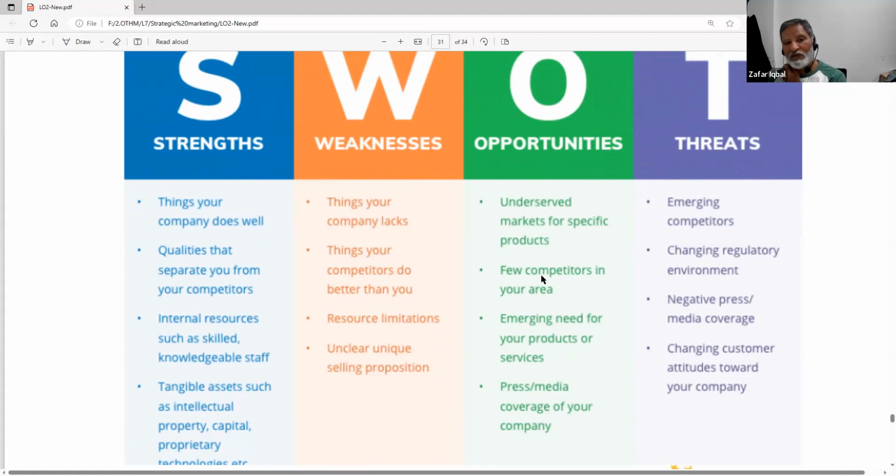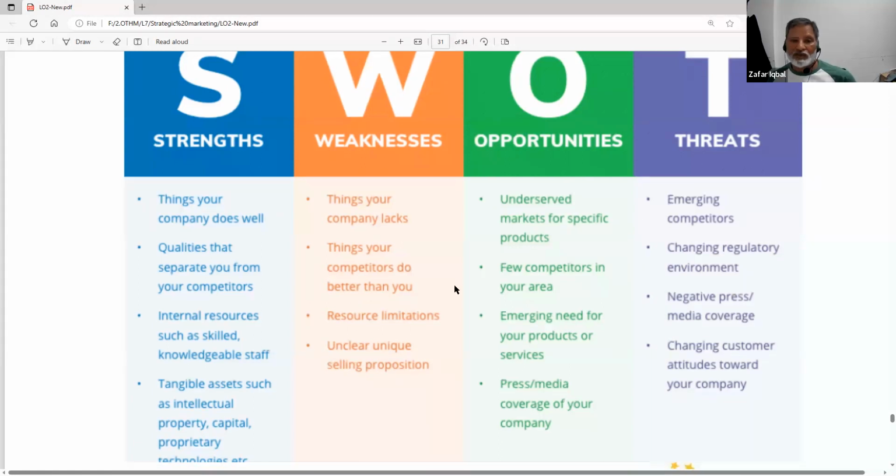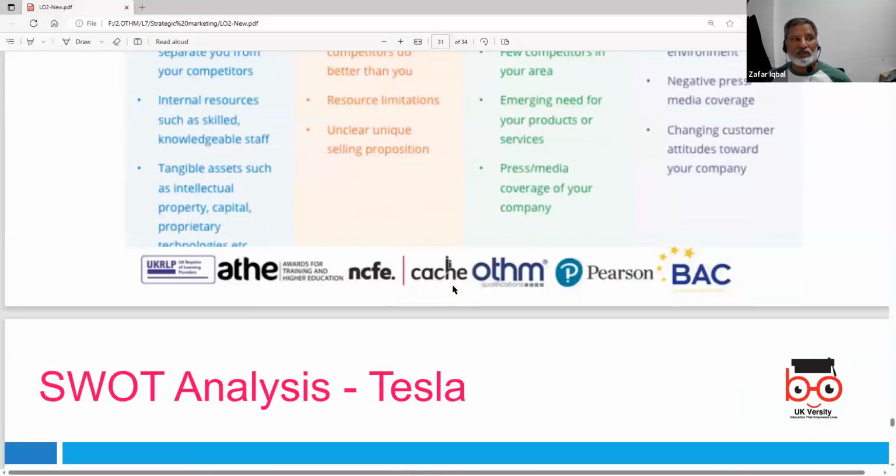Okay, and the last one is the threats. For example, threats from competitors, threats from your regulatory environment, threats from weather or other environmental issues, or threats from your competitors because they may be ahead of the game. So we need to take that into consideration when we are analyzing our SWOT analysis. We must be able to take that into consideration when we are making our strategic options and strategic objectives, and that's very important.